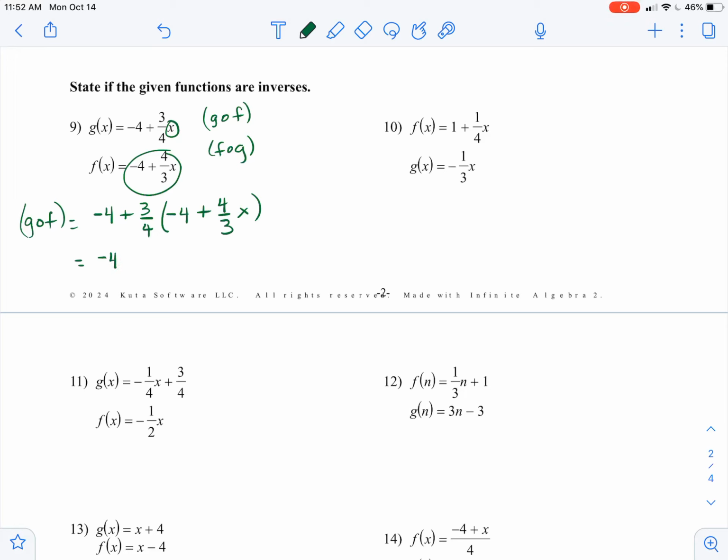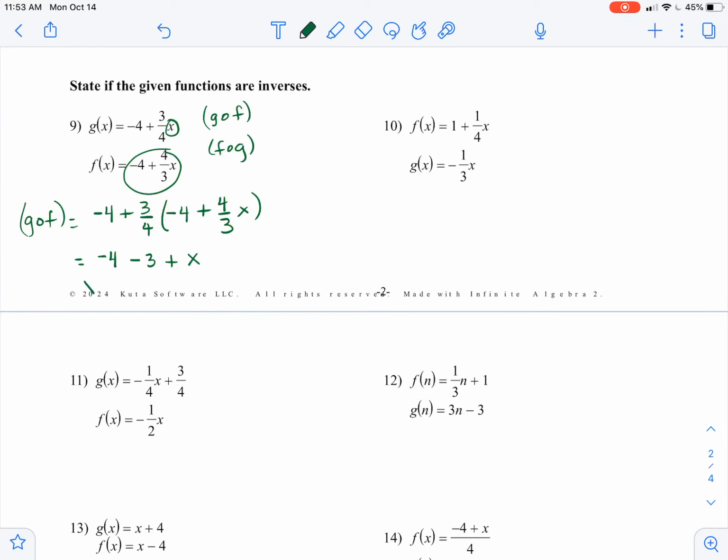So when I simplify here, I get a -3 plus, and then when I multiply, I get an x. And it looks like in this case, oops, that I am going to get a -7 plus x. And again, this has to be equal to x in order for them to be inverses, so the answer is no. Now, if this worked and you got x, you would also need to do it the other way also, the f into the, or the g into the f.